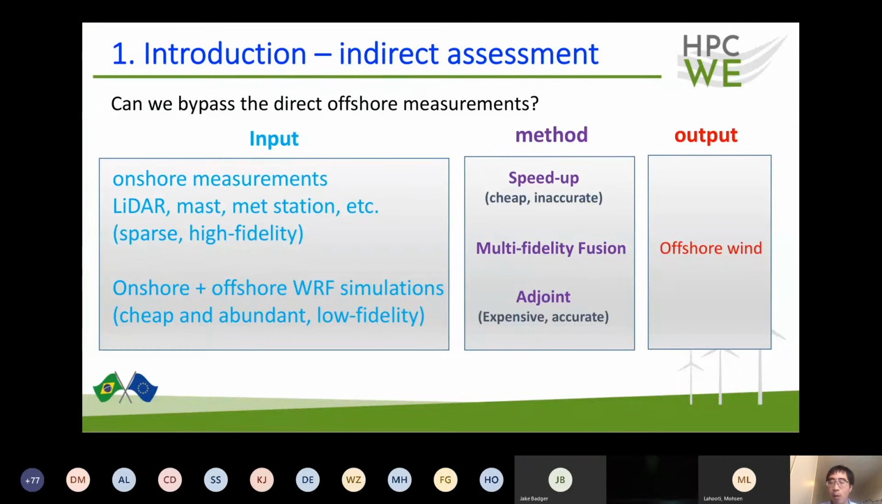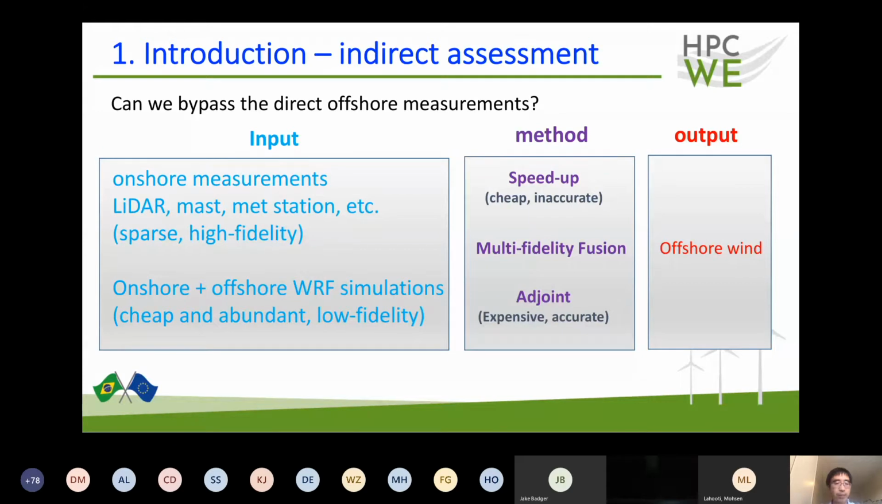Then we have some indirect methods. The idea here is to combine two forms of input data. One form of the input data is the onshore measurement. It can be from LiDAR, mast, MET station, and so forth. The data is usually sparse in time and in space. For example, if you put a LiDAR at some position onshore, then you can only measure the wind at this location, right? And you can only put it there for a few months. And over these few months, the output may also be intermittent.